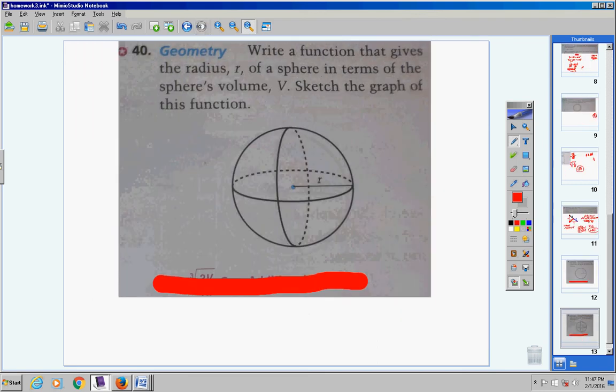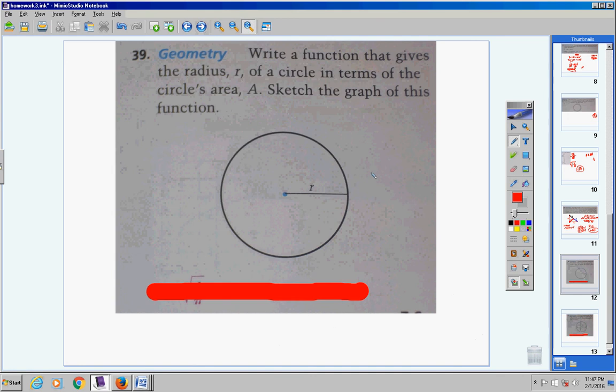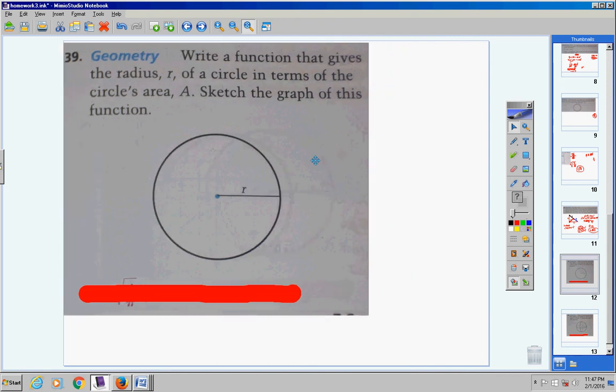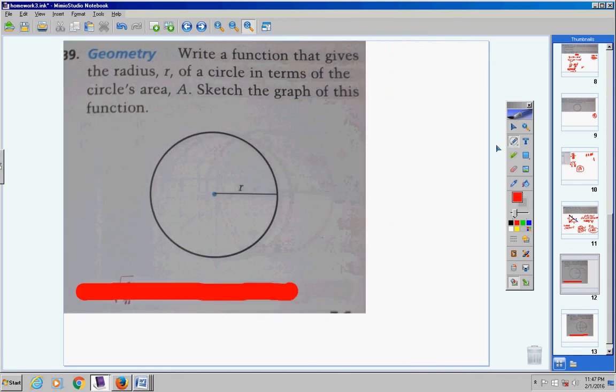Alright, numbers 39, 40, and that's it. So we're basically done. Hang in there, guys, okay? This is it. Write a function that gives the radius r of a circle in terms of the circle's area A. We're not going to sketch the graph. I already told you that. We're not going to sketch the graph. So, here we go. How do you write a function for the radius in terms of A? Well, let me show you. First of all, write the formula for the area of a circle.